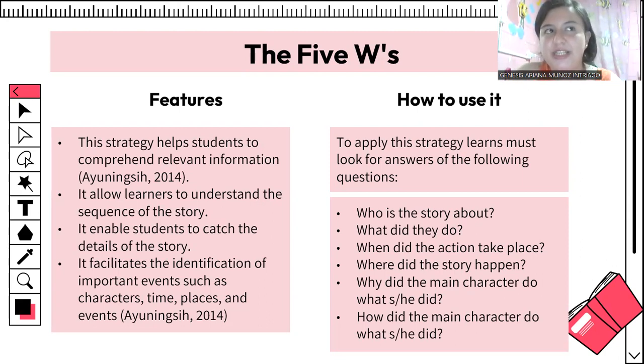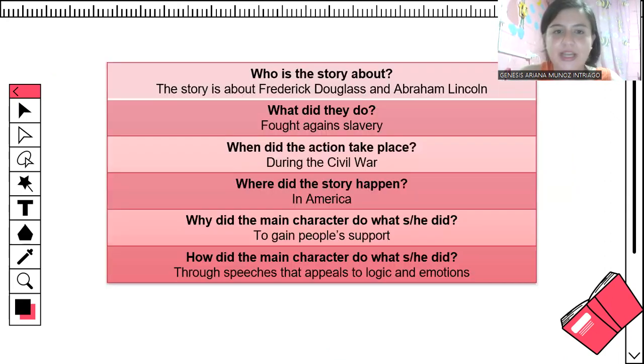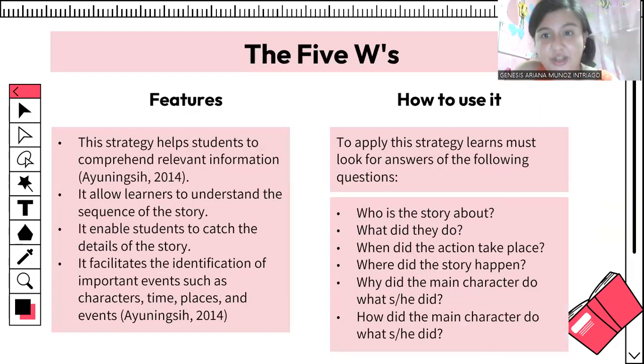To apply this strategy, students must look for the answers of the following 6 questions in the text, okay? The questions are, who is the story about? What did they do? When did the action take place? Where did the story happen? Why did the main character do what she did? And how did the main character do what he did? Okay, those are the 6 questions that must be answered in order to apply this strategy correctly.